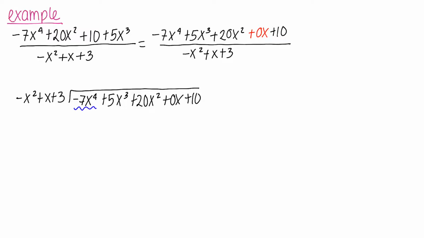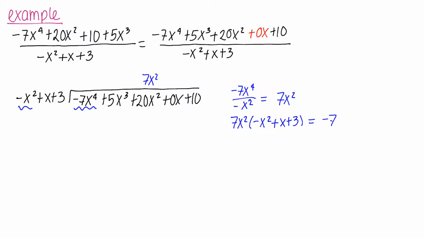Starting the same way we always do, taking that leading term and dividing it by the leading term of the divisor. We get 7x squared. And then we'll take 7x squared and multiply it by the divisor. So negative 7x squared times negative x squared is negative 7x to the 4th plus 7x cubed plus 21x squared. And then we will change all those signs when we bring them over. So this will be a positive, and then the other two will be negatives.